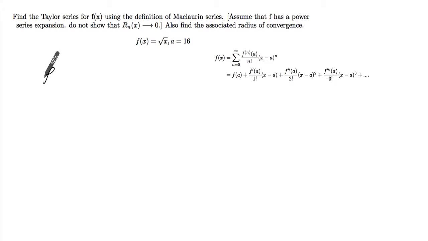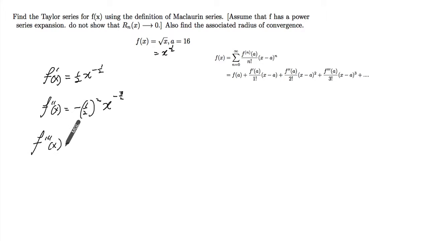Okay, let's first find the formula for f, the derivative. The first derivative gives you, right, if this is x to the power of half, you get half x to the power of negative half. The second derivative gives you negative half squared, x to the power of negative 3 over 2.